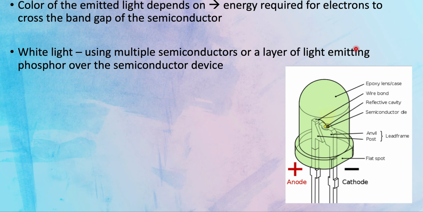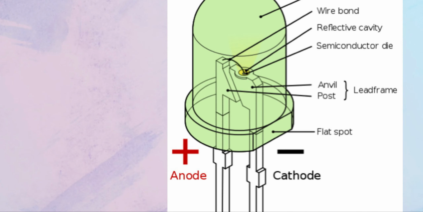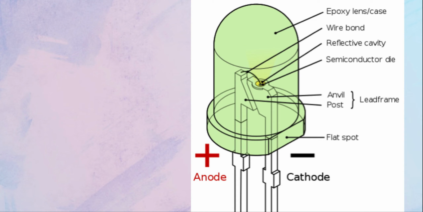Now take a look at this picture. This is how an LED looks. Now let me zoom in for you for a clearer understanding. Now we have a semiconductor over here, we have a wire bond, and we have a lead frame for protection, and this acts as a cathode, and this is the anode, and this outer cover, which is the epoxy lens case, is for protection from the external environment, stress, or any other external factors.